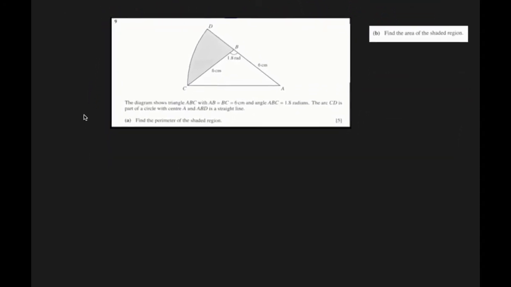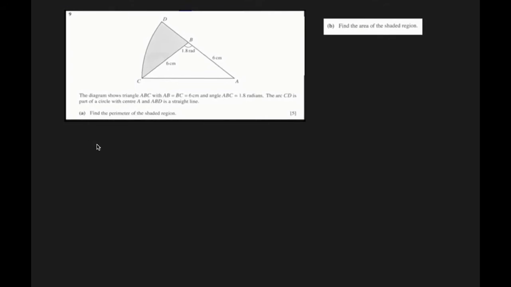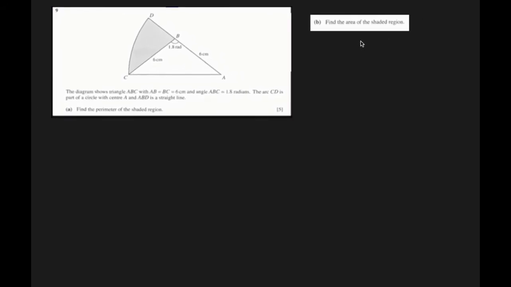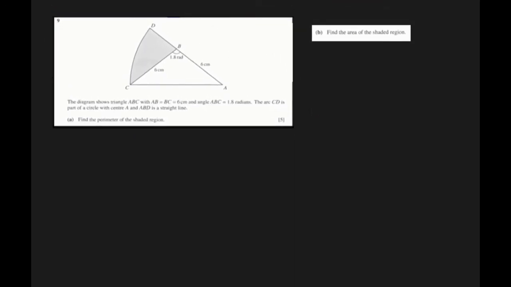Next, question number 9. A and B parts both are there. First they are asking the perimeter and then they are asking the area of the shaded region. In this drawing all details are here. So let me find the perimeter first. For perimeter we need to know this side, which is known to us, 6 centimeters. This side is not known to us, but if we find the whole radius of the sector, we'll subtract this 6 from that and we'll find this one.